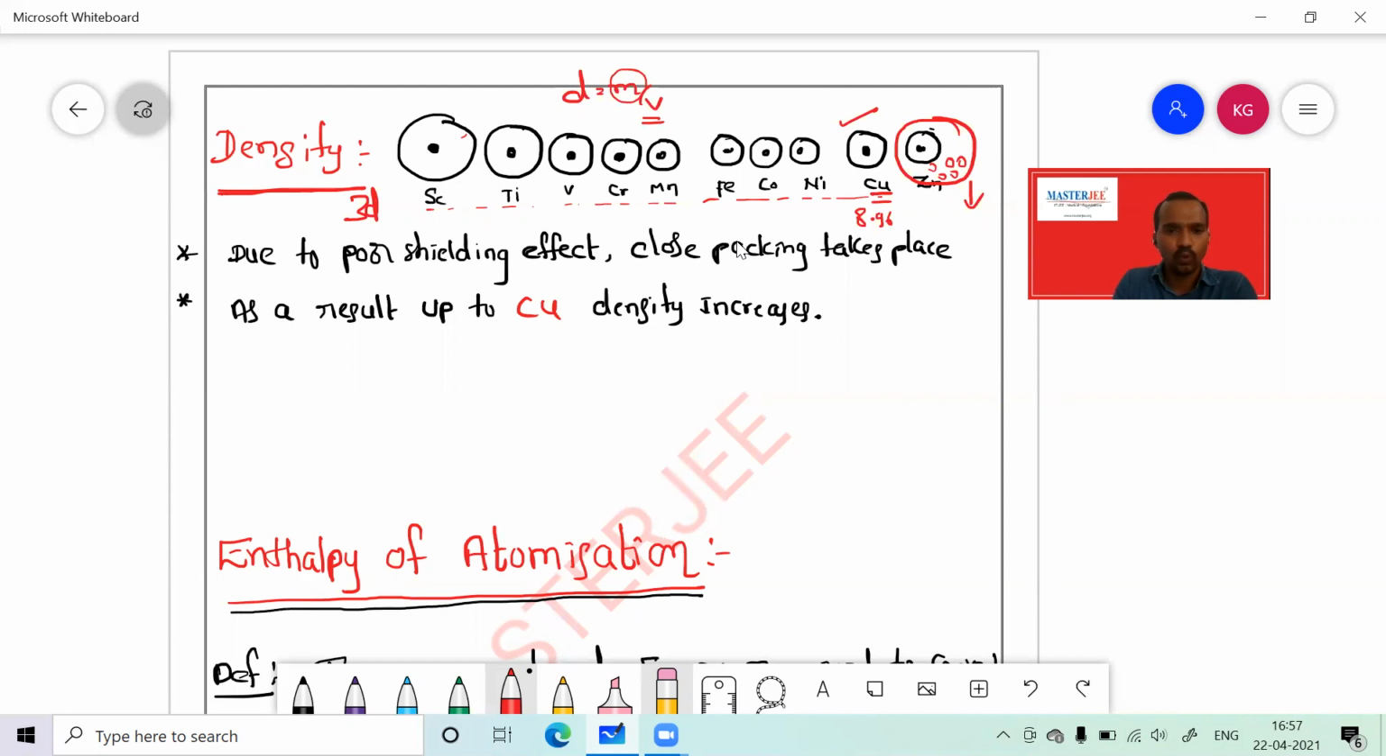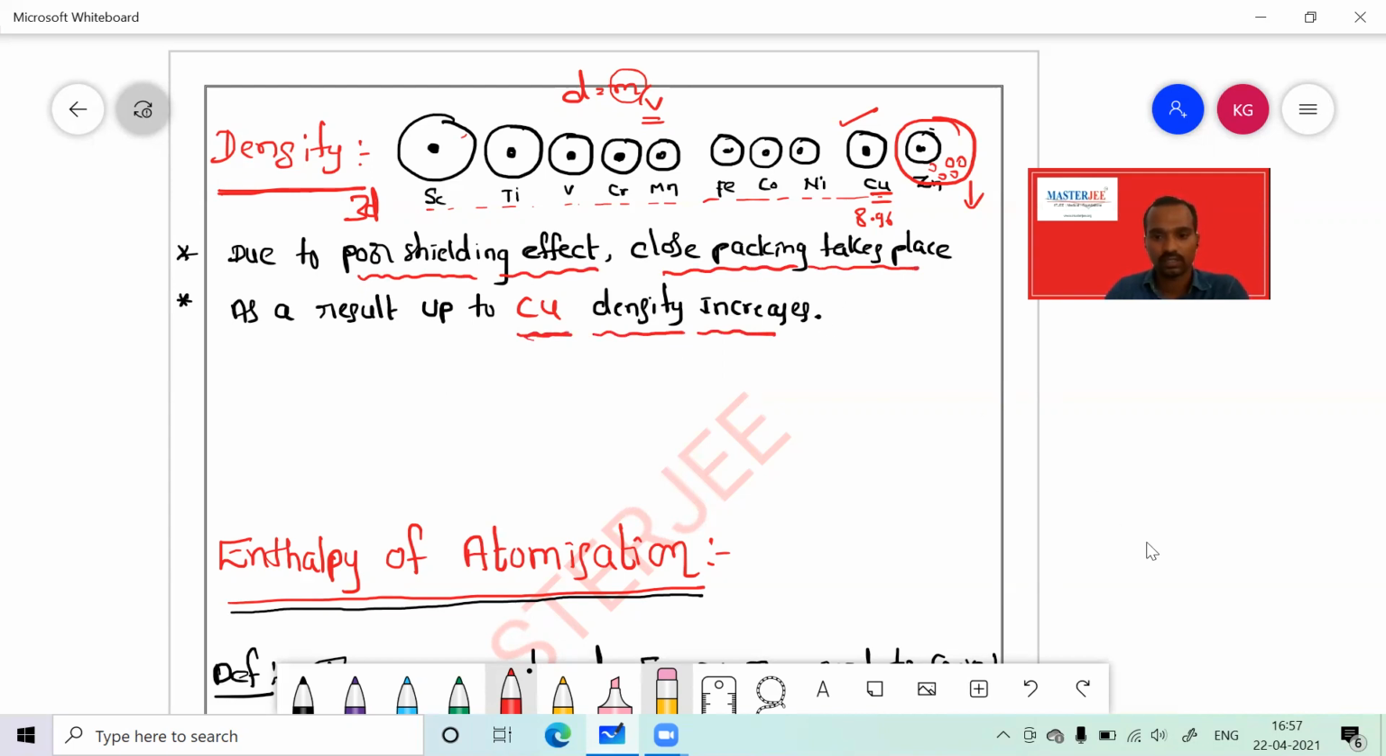Due to poor shielding effect, as we already discussed with lanthanide contraction as well as actinide contraction, due to the poor shielding effects of 4f and 5f orbitals, very close packing takes place. As a result, densities increase. So as a consequence, copper will exhibit the highest density, that is 8.96 gram per ml.